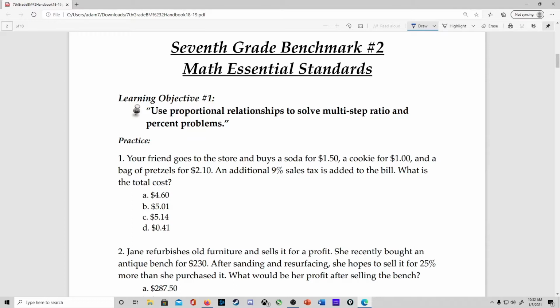So this first question says, your friend goes to the store and buys a soda for $1.50, a cookie for $1, and a bag of pretzels for $2.10. An additional 9% sales tax is added to the bill. What is the total cost?